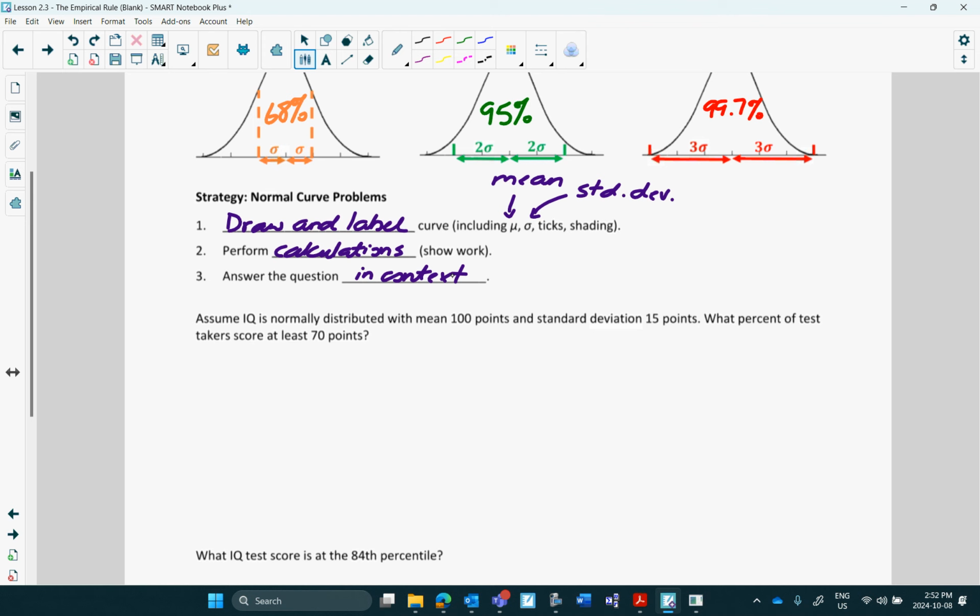So for these last two examples, let's look at the IQ scores again. You've got to use these numbers to help you figure these answers out.